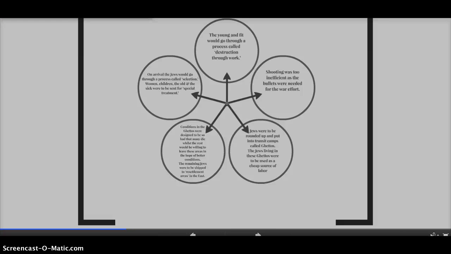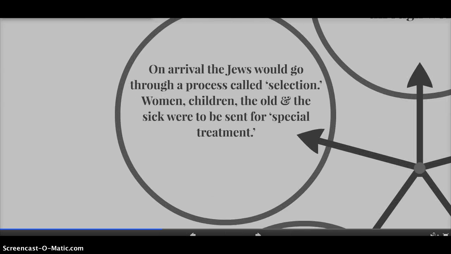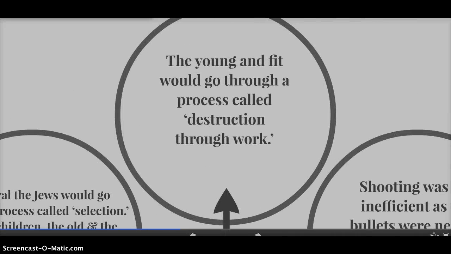So it was in stages. On arrival, the Jewish people would go through a process called selection. Women, children, the old, and the sick were to be sent for special treatment, which typically meant death, but it might mean working. The young and fit would go through a process called destruction through work. So they used the young and fit people for all the work that they could get them to do, but then they also hoped that they would be worked to death.